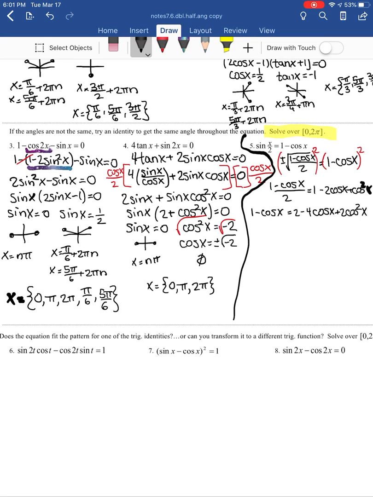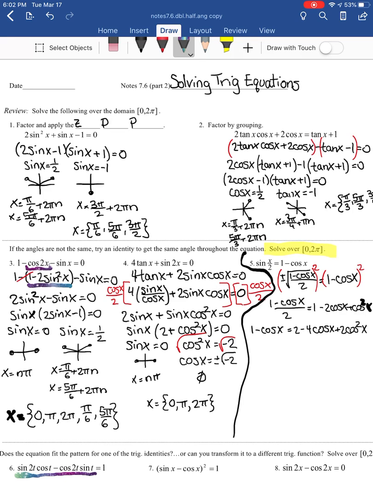And then for 6, 7, and 8, does the equation fit the pattern of one of the trig identities, or can you transform it into a different trig function? Solve over the interval 0 to 2 pi. So for this one, you are looking for special cases or simplifying a little bit and then looking for special cases. So if I notice, this first one is sine of 2 theta cosine minus cosine of 2t sine. So if you remember, that looks like my sum or difference identity for sine.